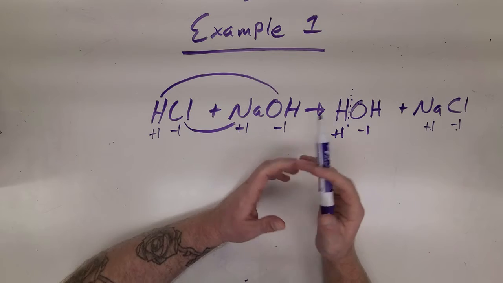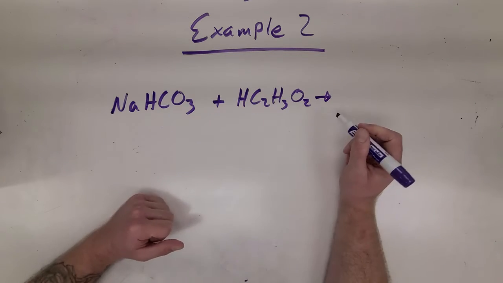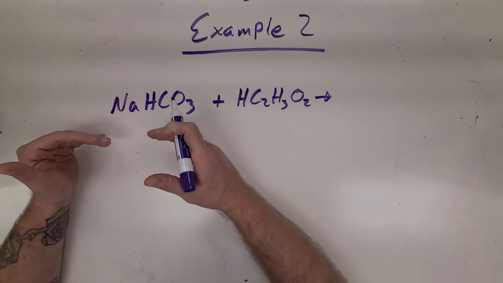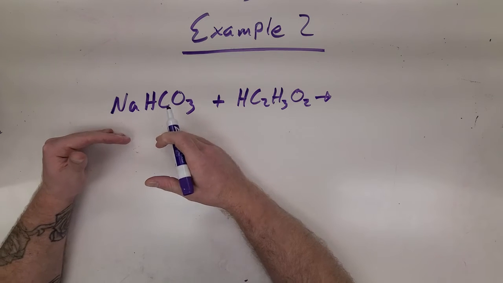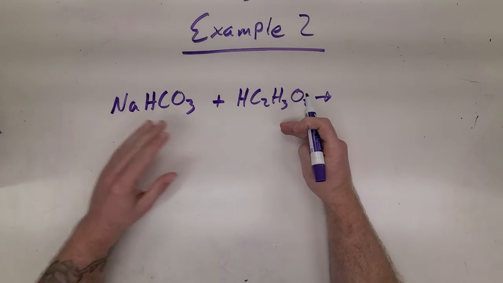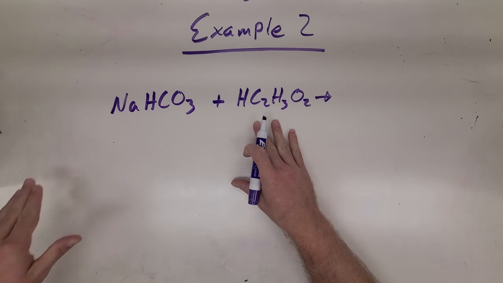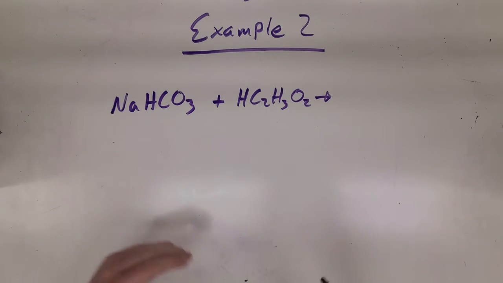That's it for example 1. Let's go ahead and take a look at another example. Okay, next example that we're going to look at here, sodium bicarbonate and acetic acid. This is actually baking soda and vinegar reacting together.